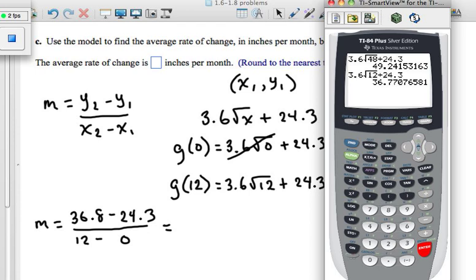Now, when you are using your calculator to find this, you always have to make sure you use parentheses. A lot of times when people have mistakes using a calculator, it's unfortunately you that made the mistake, because the calculator is simply going to do whatever you tell it to do. So I'm going to use parentheses on the top: 36.8 minus 24.3, close parentheses, divided by 12 minus 0, I can just put 12. Enter, and that gets us 1.041.